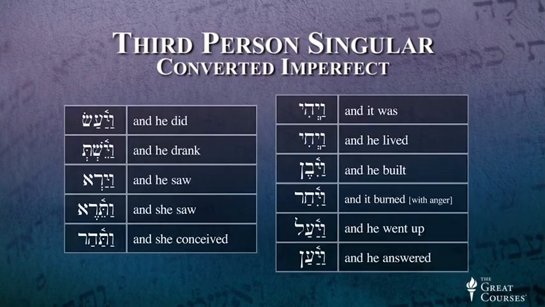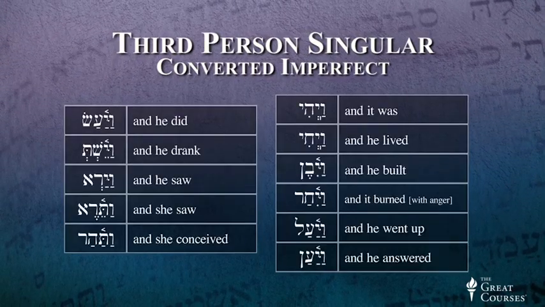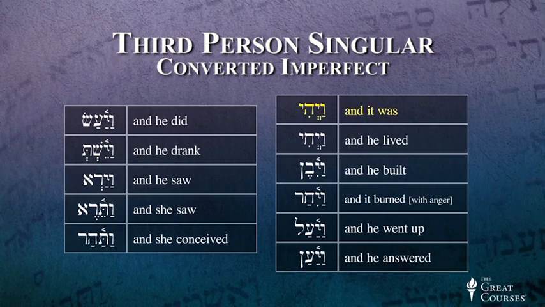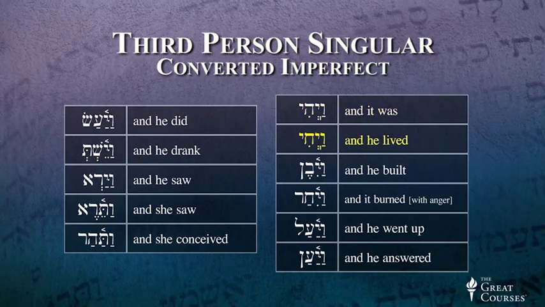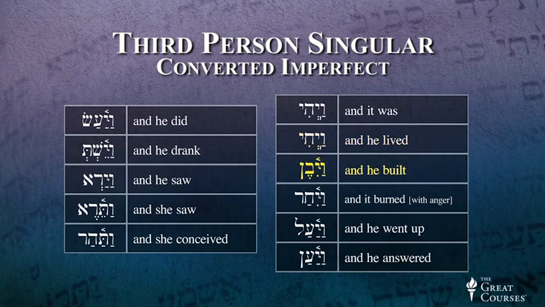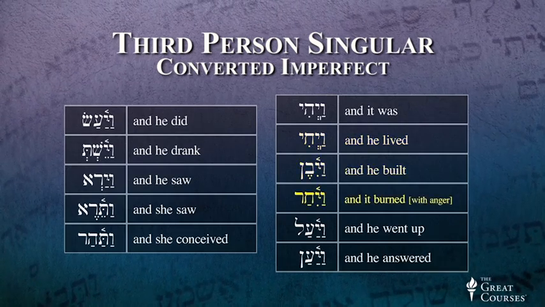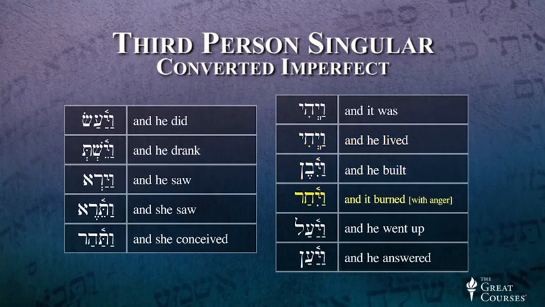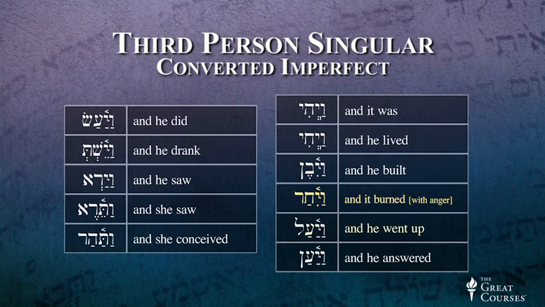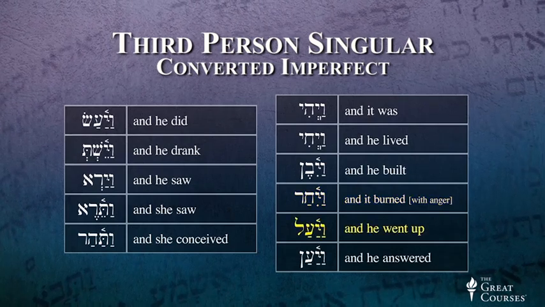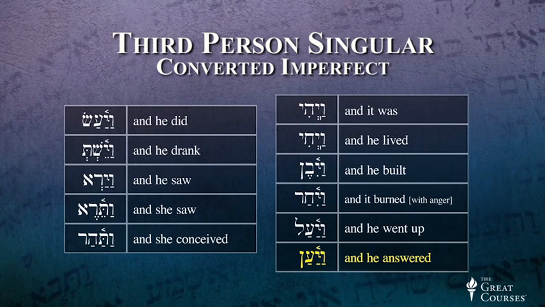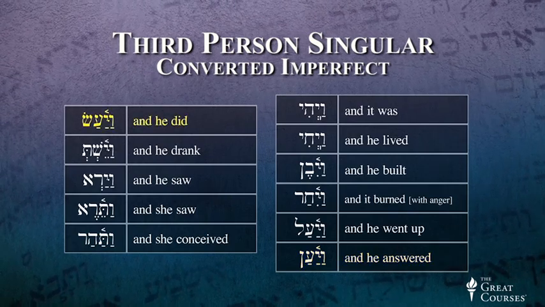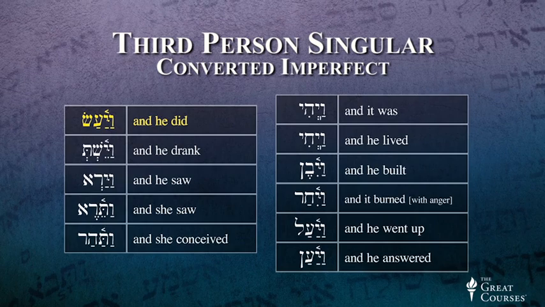Here are some of the most common. We've already seen maybe half of them. Vayehi, and it was. Vayechi, and he lived. Vayiven, and he built. Vayichar, and it burned with anger. Vaya'al, and he went up. Vaya'an, and he answered. Vaya'as, and he did or made.